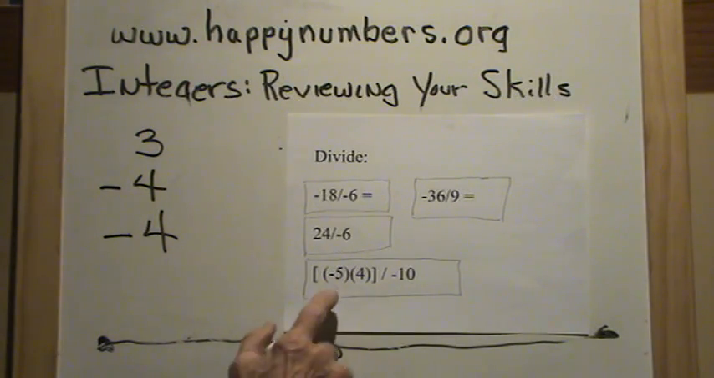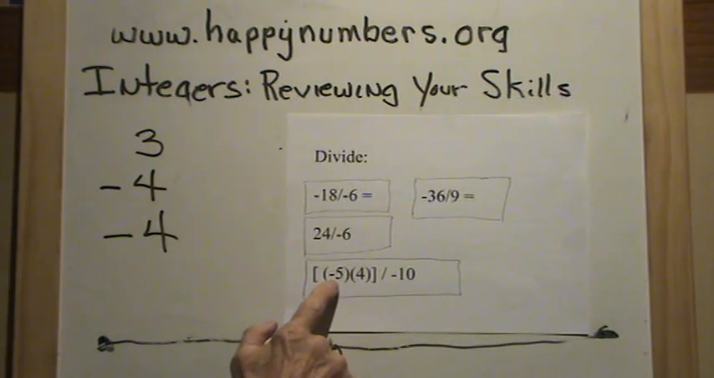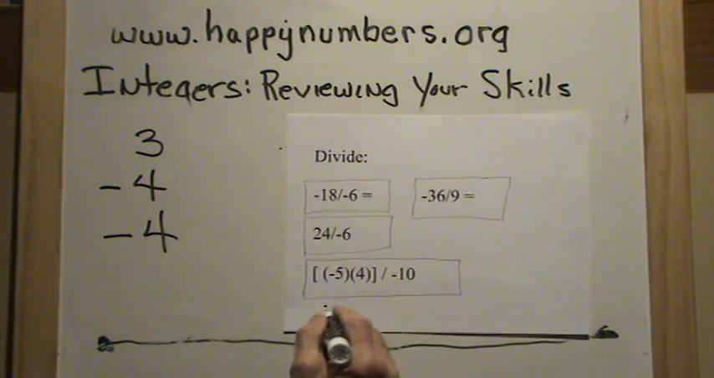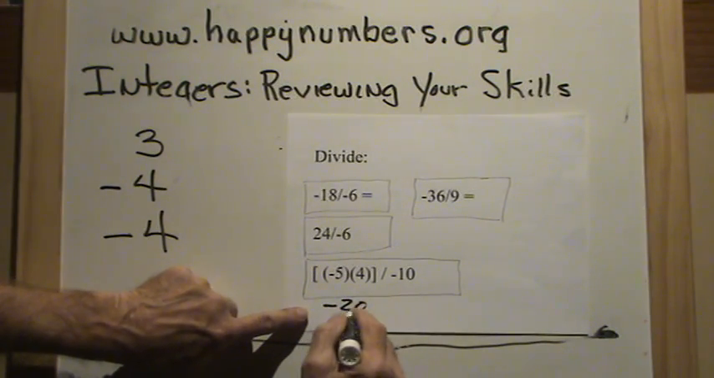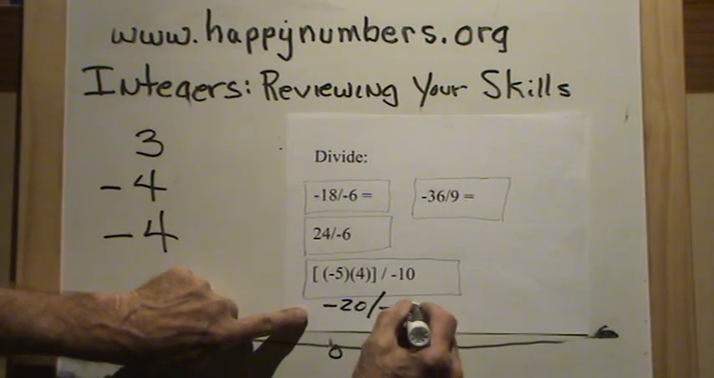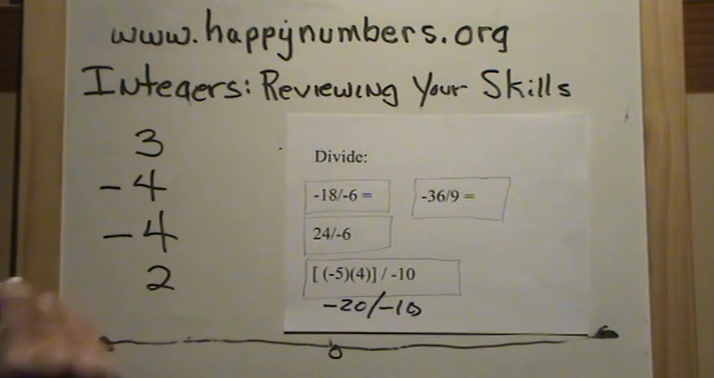Now here, I must do this first, the multiplication. Negative 5 times 4 will give me a negative 20. Now I have a negative 20 divided by a negative 10. Well, the signs are the same, negative and negative, so the answer will be positive, and 10 divided into 20 goes 2 times. Well, good. There is your integer review.